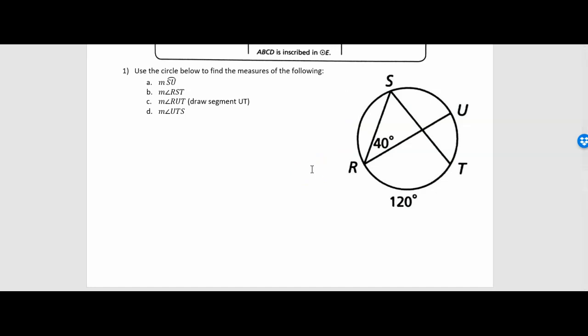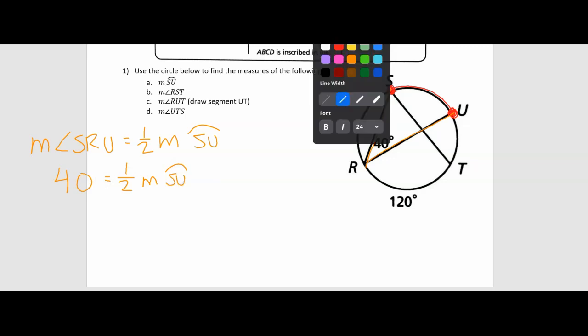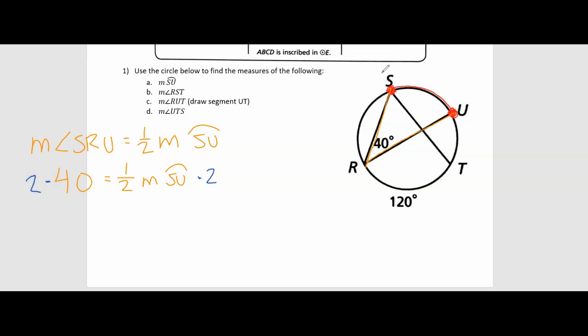Okay, we're going to start with the measurement of arc SU. Well, I don't know enough of the other arcs to set up any equations, but I do know the measure of that inscribed angle. I know the measurement of angle SRU is equal to 40. So the measurement of angle SRU is equal to 1/2 times the measurement of arc SU. Well, if the measurement of angle SRU is 40, a simple inverse operation of multiplication, right, we'll remove that 1/2, and I will get the measurement of arc SU is equal to 80, labeled on my diagram.